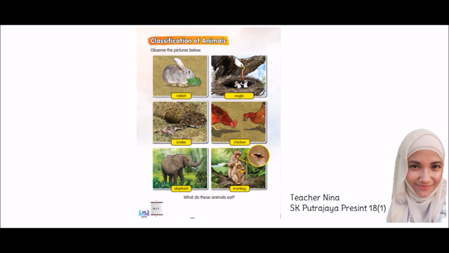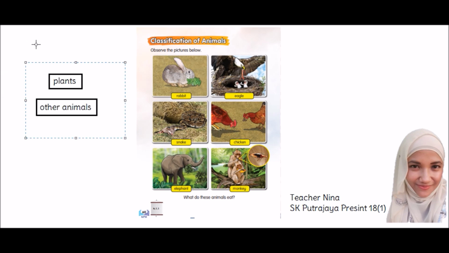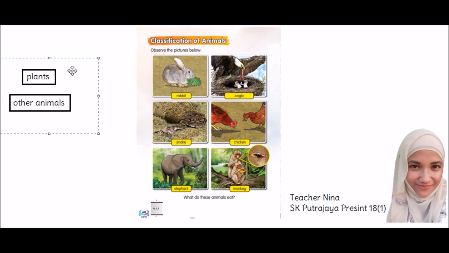Rabbit, eagle, snake, chicken, elephant, and monkey. Question. What do these animals eat? Look carefully at the pictures. We can say that the food that these animals eat can be categorized into 2. And they are plants and other animals. Do you agree? Now, let's look one by one.